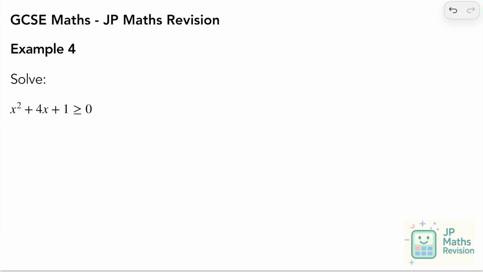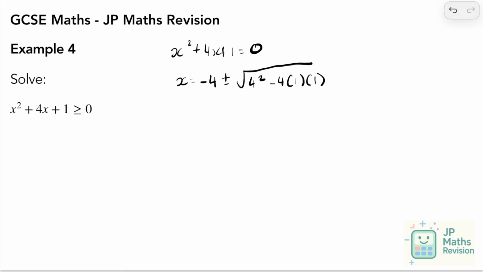So here's another example. So we need to solve x squared plus 4x plus 1 is greater than or equal to 0. So this quadratic equation, if we try and solve x squared plus 4x plus 1 equals 0, unfortunately this does not factorise, so I'm going to have to use the quadratic formula. So subbing in the values of a, b and c, so a equals 1, b equals 4 and c equals 1 into the quadratic formula, I end up with x equals minus 4 plus or minus the square root of b squared, so 4 squared minus 4 times 1 times 1 all over 2, because 2 times 1 is 2.